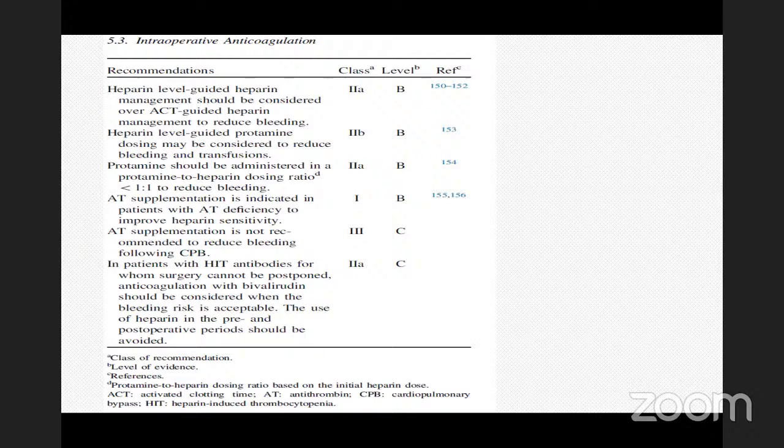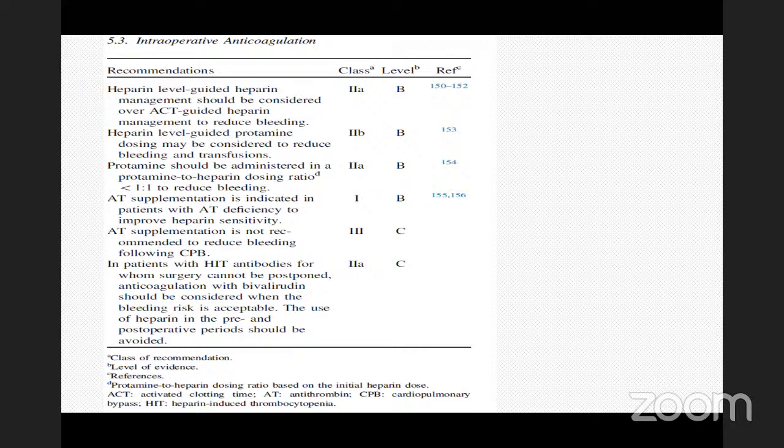Antithrombin supplementation is indicated in patients with activated clotting time deficiency to improve heparin sensitivity. This is class 1, level B. The antithrombin supplement is not recommended to reduce bleeding following cardiopulmonary bypass. This is class 3, level C.